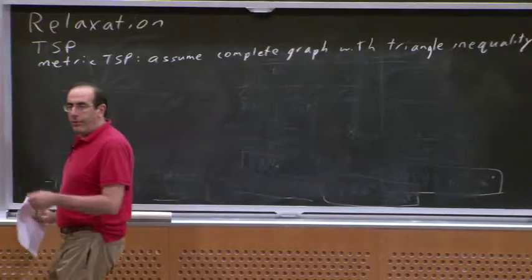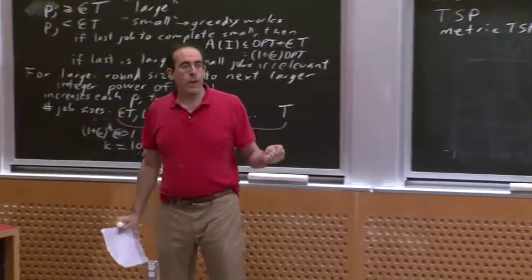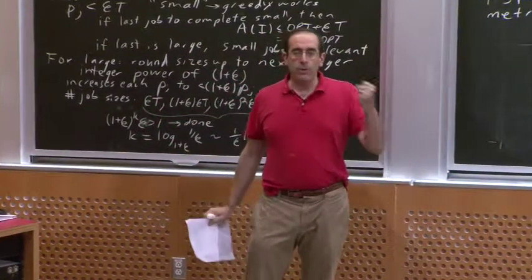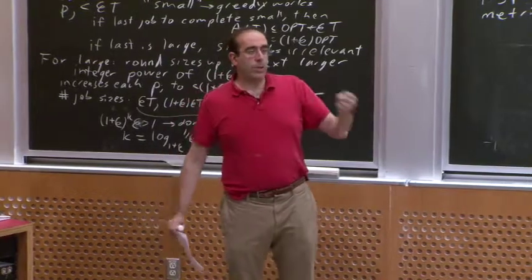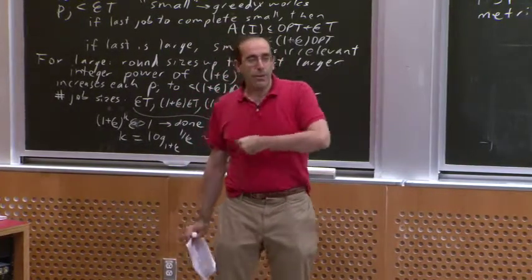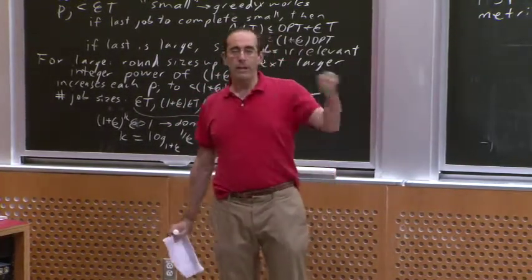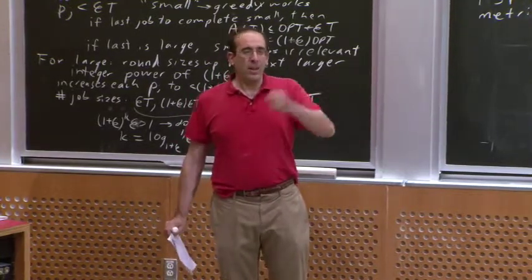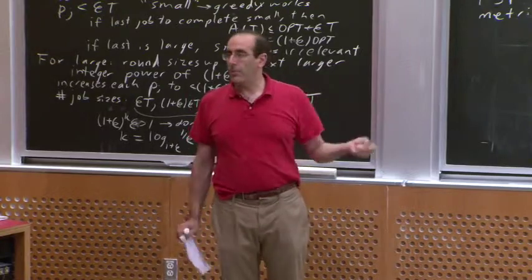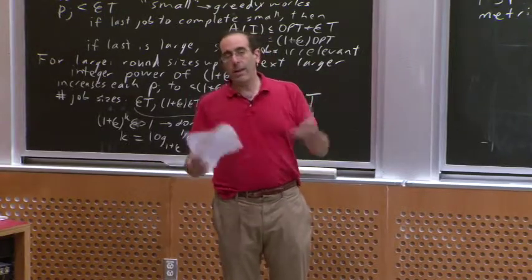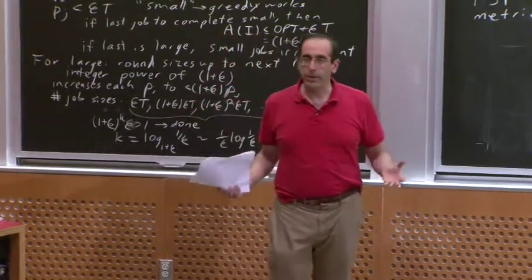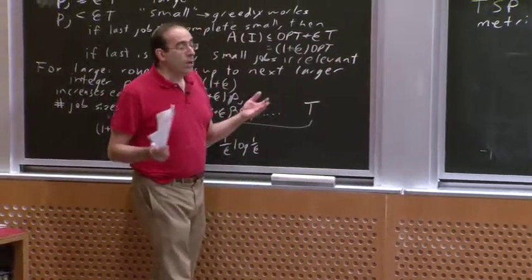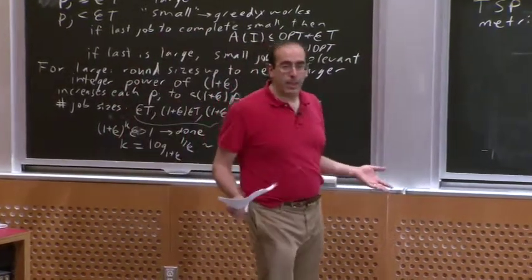Because as long as you're allowed to visit every vertex more than once, if you decide you want to go from x to y, you don't have to go directly. Instead, you can travel the shortest path in the graph from x to y. And so you can replace the edge from x to y with the length of the shortest path from x to y. And as soon as you've done that, you've created edge lengths that satisfy the triangle inequalities. So we're going to look at this metric TSP.